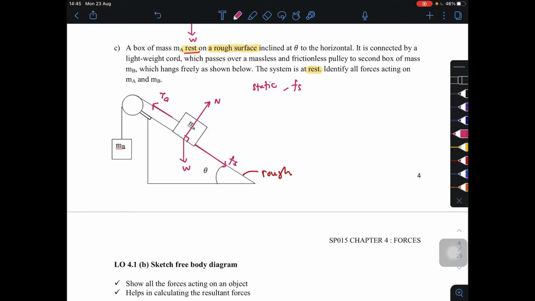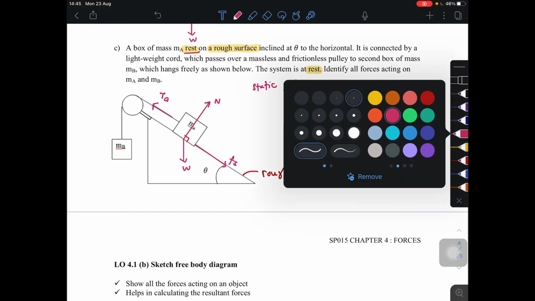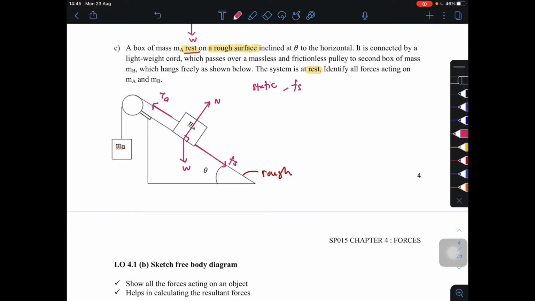And then second one here, MB. So this MB, first we have weight force. Always ada weight force going downwards. And this box doesn't have normal force sebab satu dia bukan dekat surface, just hangs freely. So dia ada tension force. Then tension force will always be away from the object. Okay, anything else that we have? No, we only have weight and tension untuk box B.